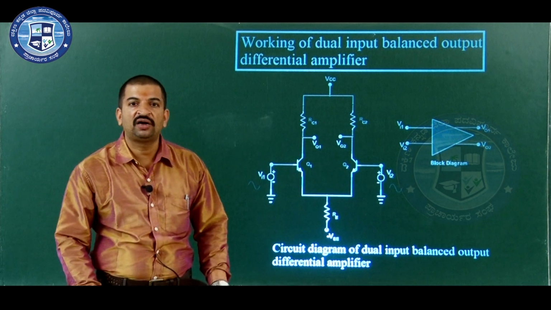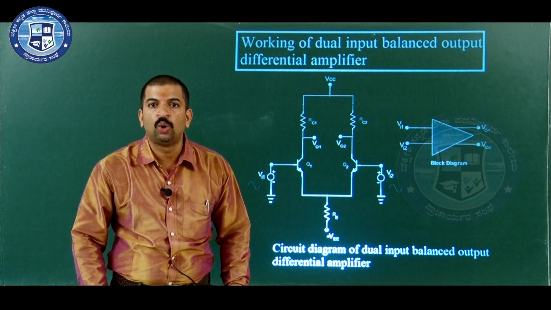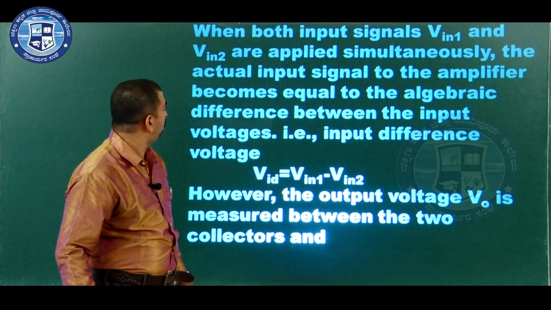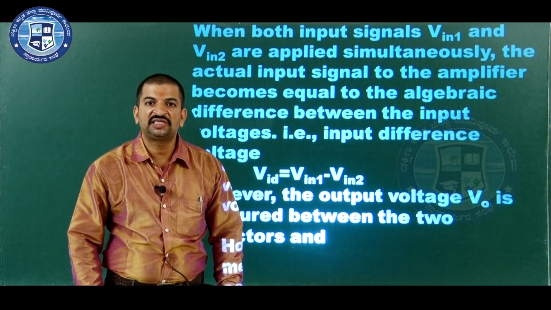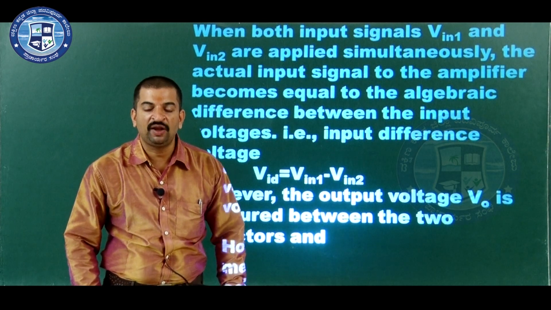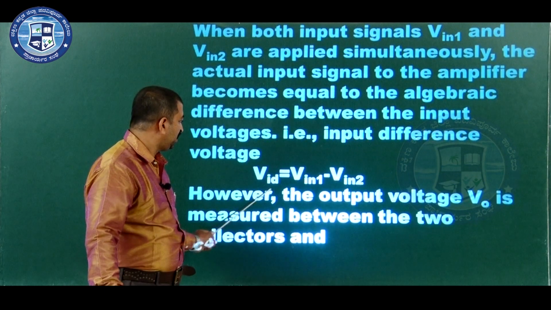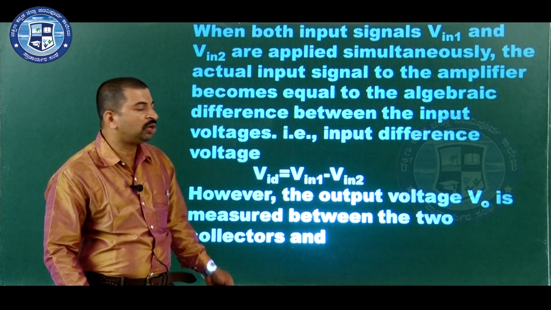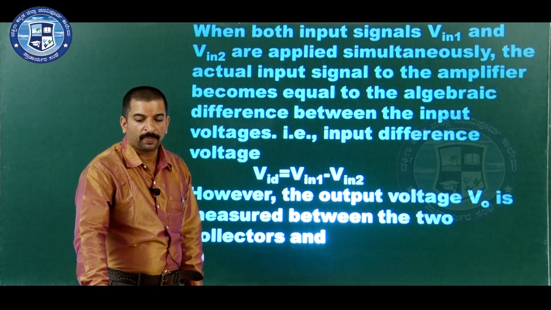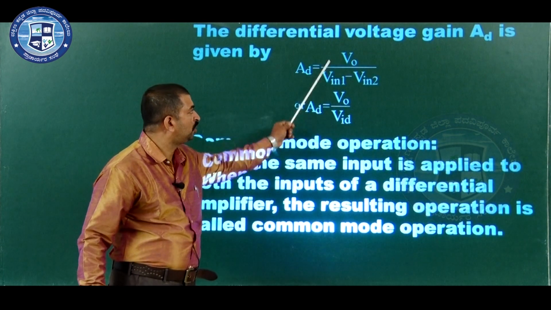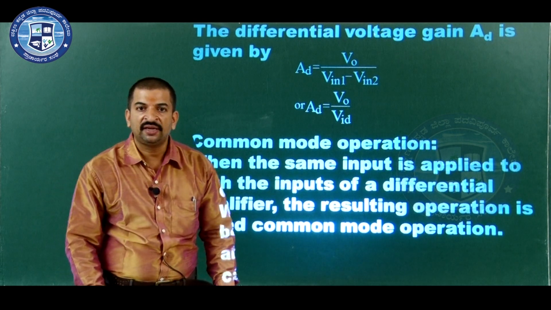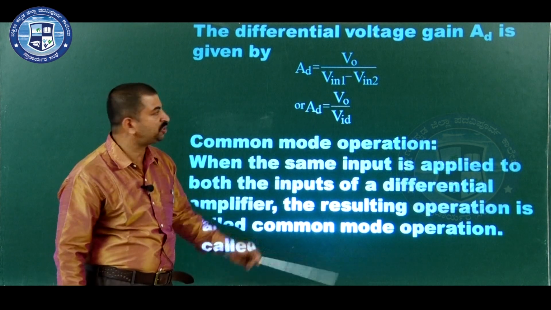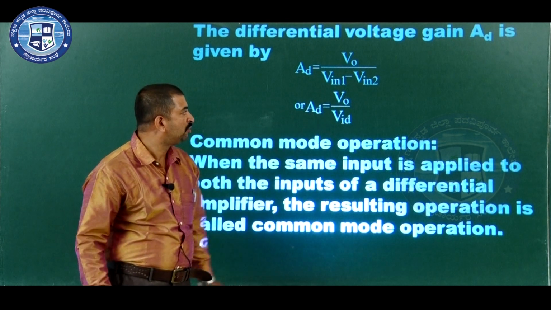Now, the voltage gain of the differential amplifier is called the differential voltage gain. The differential voltage gain is indicated as AD. AD is given by the formula Vo divided by Vin1 minus Vin2. Now, Vid is the input difference voltage, or the net input voltage to the amplifier. It is given by the formula Vin1 minus Vin2. Let us consider Vo is the output voltage of the amplifier. The differential voltage gain is defined as the ratio of output voltage to the difference between the input voltages. That is, AD equals Vo divided by Vin1 minus Vin2.